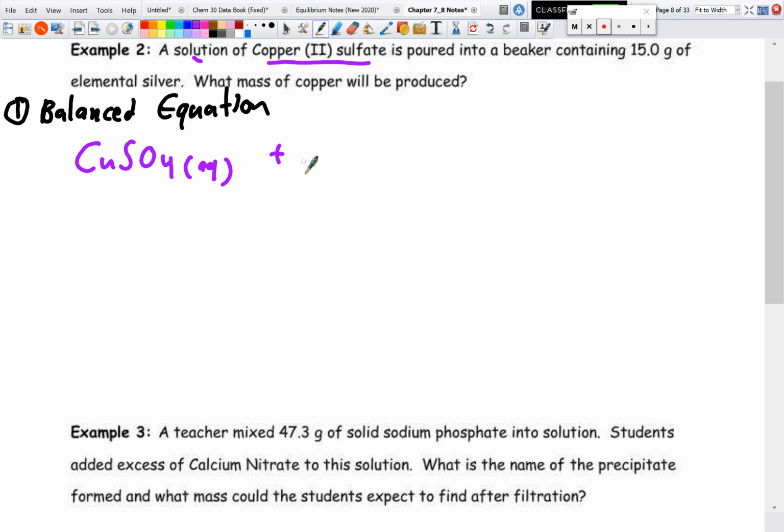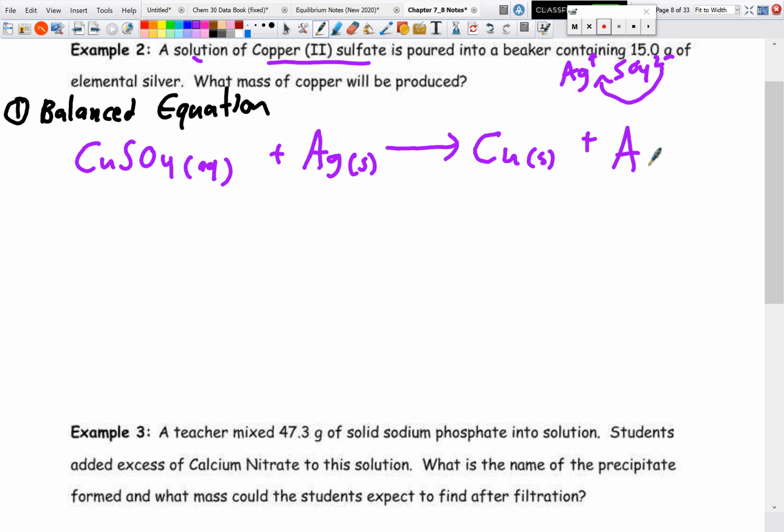Now this is added to elemental silver, so that's just silver, Ag, and because it is an element, it is a solid. Now you'll notice this is a single replacement reaction where you have an ionic compound and an element. So that means silver is going to replace copper, and copper is going to be our new element. So copper is an element, is Cu solid, and then our new ionic compound is going to be silver sulfate. So remember to do drop and swap, because silver as an ion is only +1, sulfate is SO4 2-. So that means the 2 is going to drop and swap in front of silver.